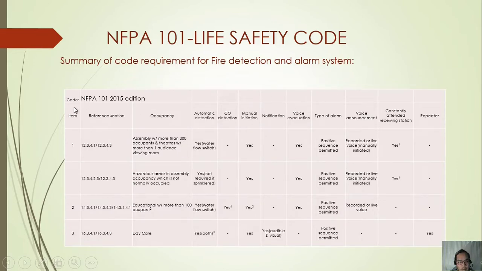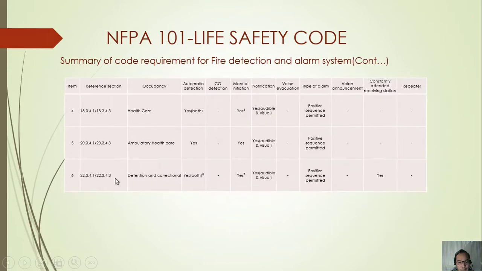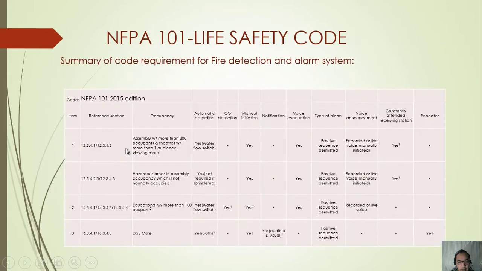In this table, we have a reference section where you can find this requirement from the NFPA. So we have the reference, we have the occupancy, what type of occupancy, and if automatic detection, like I said earlier, these are the smoke detector, heat, any initiating devices which is automatic, it's here. If it's required or no, it's mentioned here.